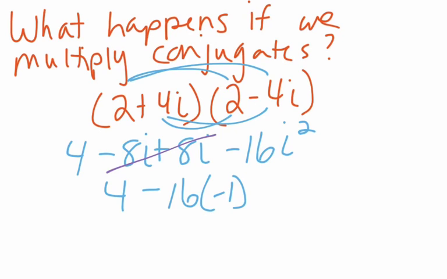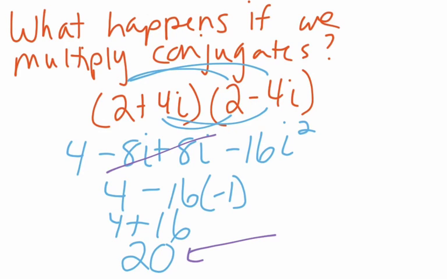And what you notice happens right in that line there is that all of the i's are gone. These two i's canceled themselves out, and that i was an i squared, which actually is a negative 1. And so let's finish this out. Negative 16 times negative 1 is positive 16, and the problem becomes 4 plus 16, which is 20. And the key thing to note there is that it's a real number.